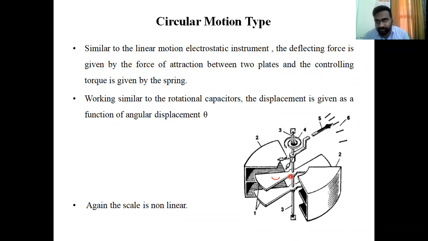This is a clean explanation. This looks like a rotating capacitor. Assume a capacitor rotating in a particular stationary field, at an angular displacement of theta. So that is how this circular motion exists here.